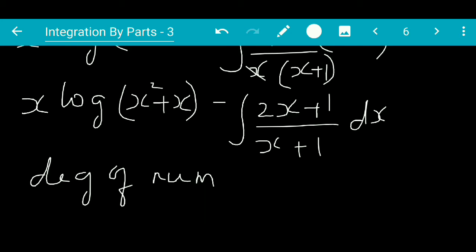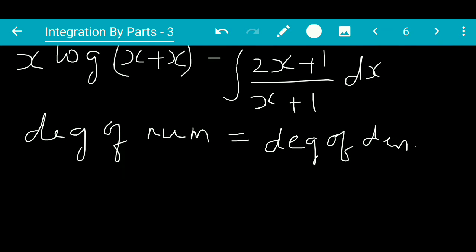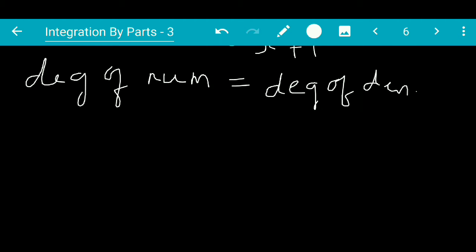So the degree of the denominator is also 1, because again in the denominator we have a linear function, x plus 1, isn't it? So both of these are the same. We have solved sums of this type before. Whenever the degree comes out to be the same, we rearrange the numerator by dividing it with the denominator. So here we are going to divide the numerator with the denominator.